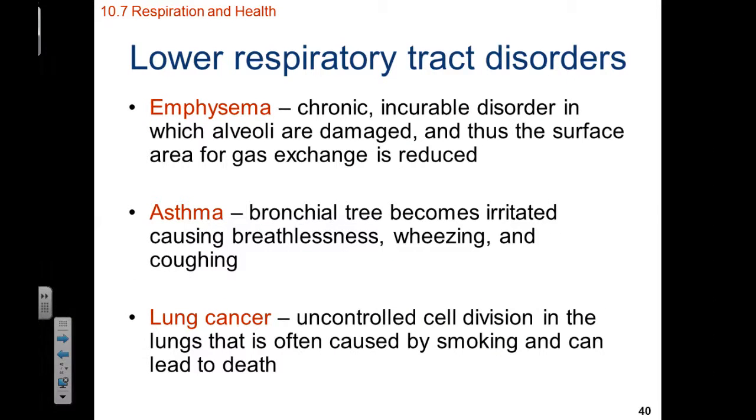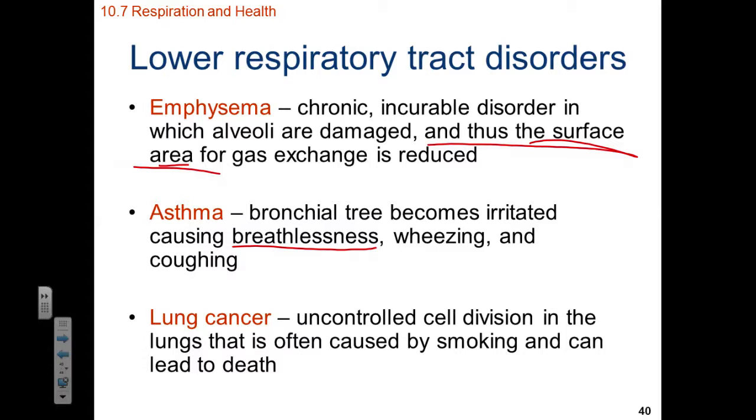Some other lower respiratory tract diseases also include emphysema. Emphysema is characterized by having damaged alveoli. And the alveoli will burst and fuse together. And as these alveoli fuse together, there's a decreased area for gas exchange. So the surface area is going to be reduced. And if there's a reduced area for gas exchange, we don't have the ability to put as much oxygen into our blood. If a patient has asthma, their bronchial tree, so their trachea, primary, secondary, tertiary bronchi, and then their bronchioles, become irritated and swell, reducing the diameter of their openings.